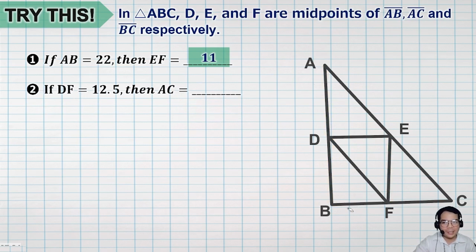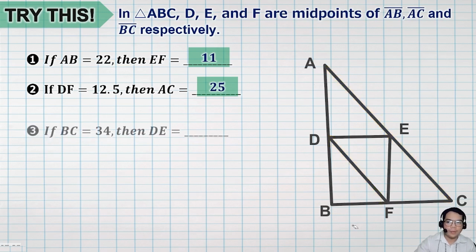Next, if we have the measurement of line segment DF, ang sukat daw niyan ay 12.5. What do you think is the measurement of side AC? Yan, very good. So all you need to do is to multiply this 12.5 by 2 to get the third side. So we also use the idea of midline theorem para makuha yan.